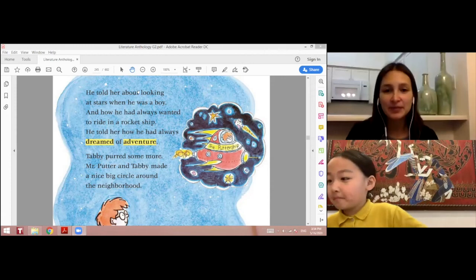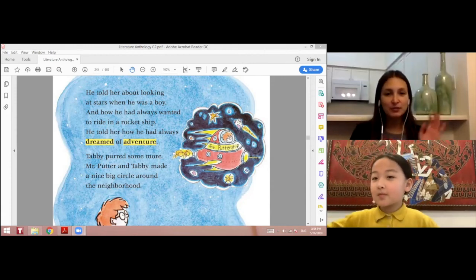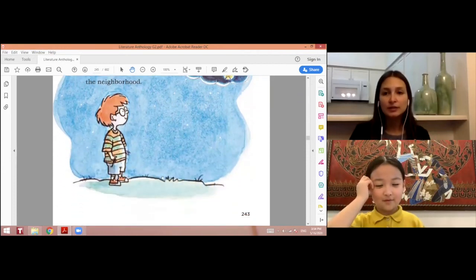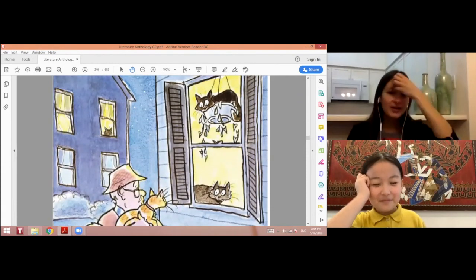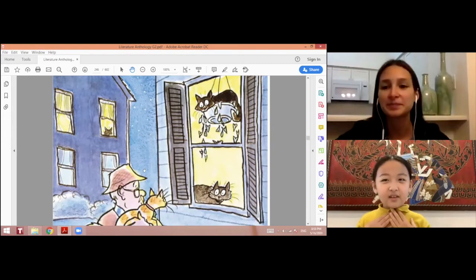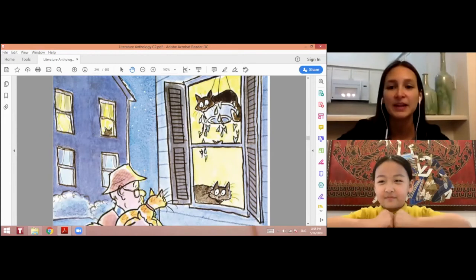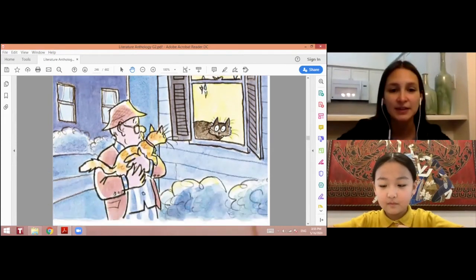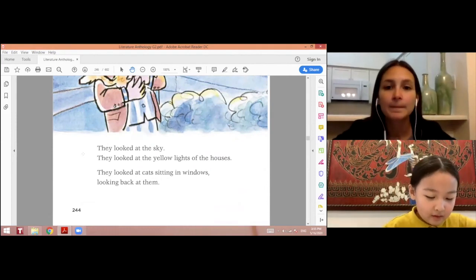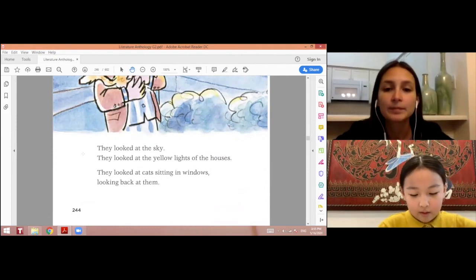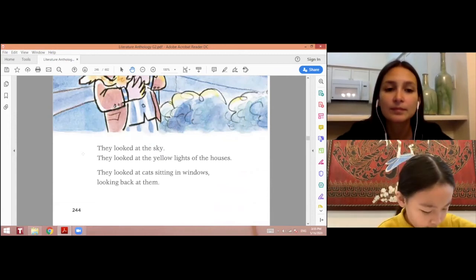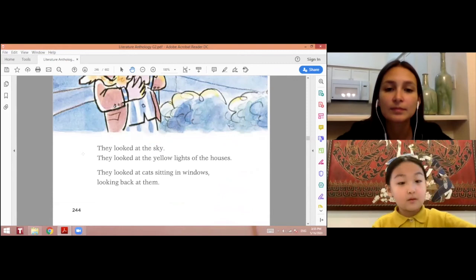Okay, so we finished this page. Now we're going on to the next one. Okay, so what are they looking at? The cat. Great, the cats. Okay, go ahead, Alita. They look at the sky. They look at the yellow lights of the houses. They look at the cat sitting in the window, looking back at them.